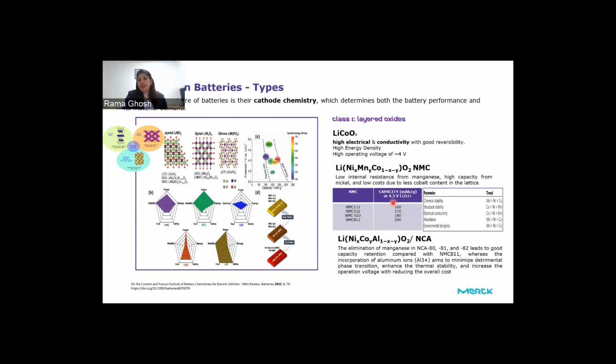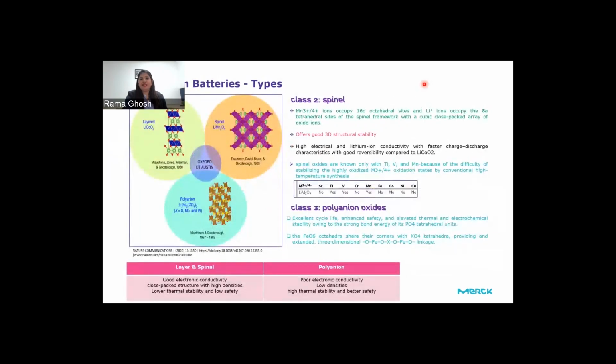Now, is this enough for the application of EV? Because as you know, battery cost and safety are the main reasons for tremendous research on next-generation cathode or anode materials. So another type of structure is the spinel.